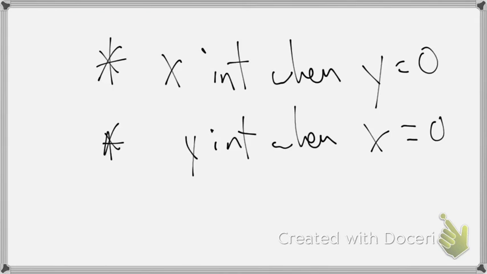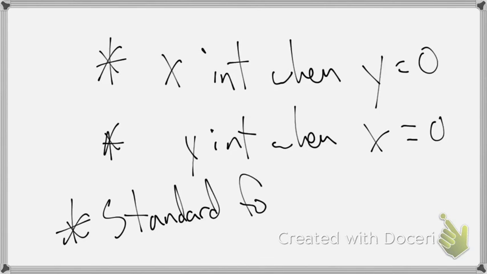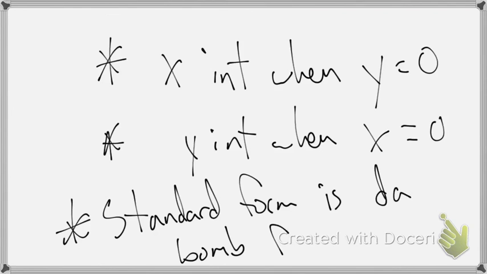Third big idea I want you to have: standard form is the bomb for intercepts, okay? Did you notice standard form was easier to mess with those intercepts than slope-intercept? Slope-intercept wasn't hard, but we had to do 2-step equations versus a 1-step equation.